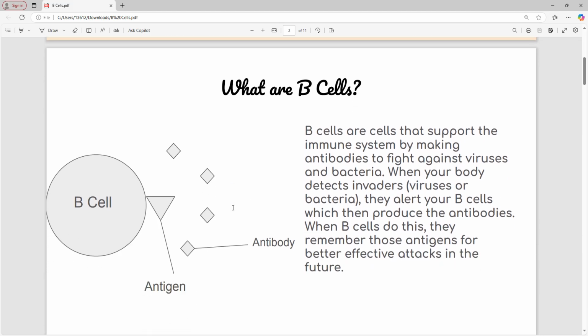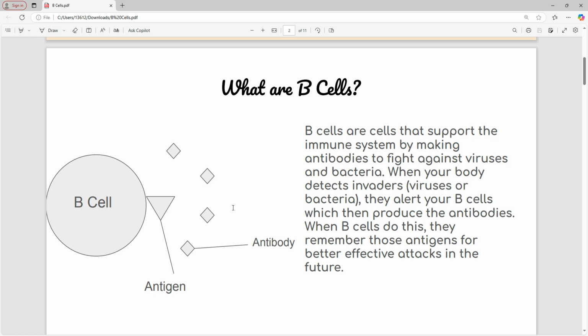So, first things first, what are B cells? B cells are the cells that support the immune system by making antibodies to fight off the viruses and the bacteria, also known as the antigens. So, basically, the whole process is that when your body detects these antigens, they alert your B cells to produce antibodies, which then attack that antigen.